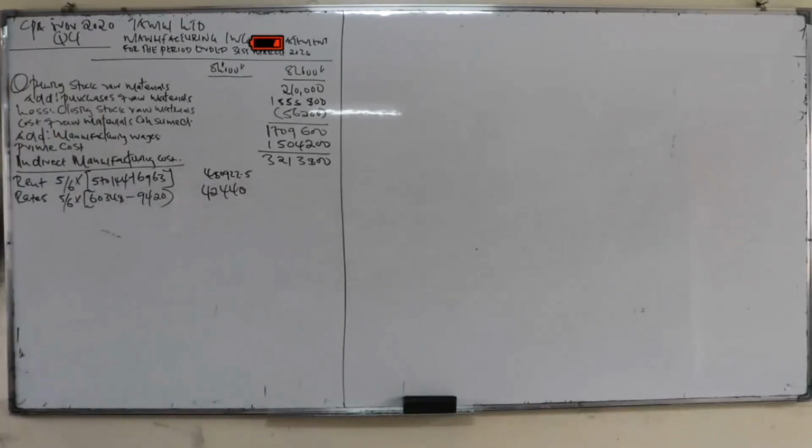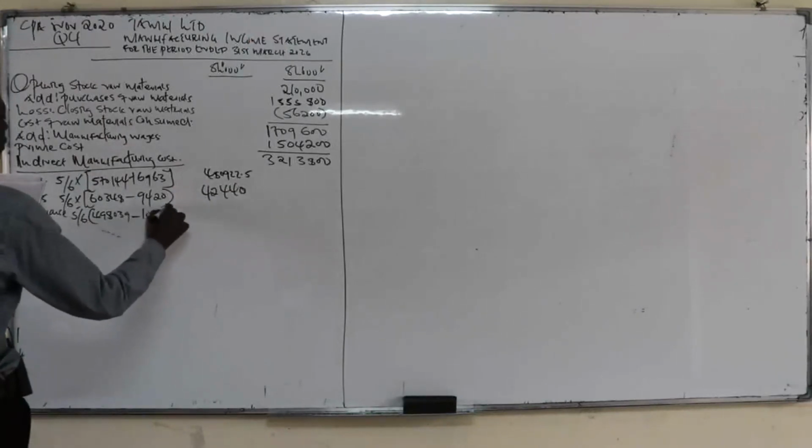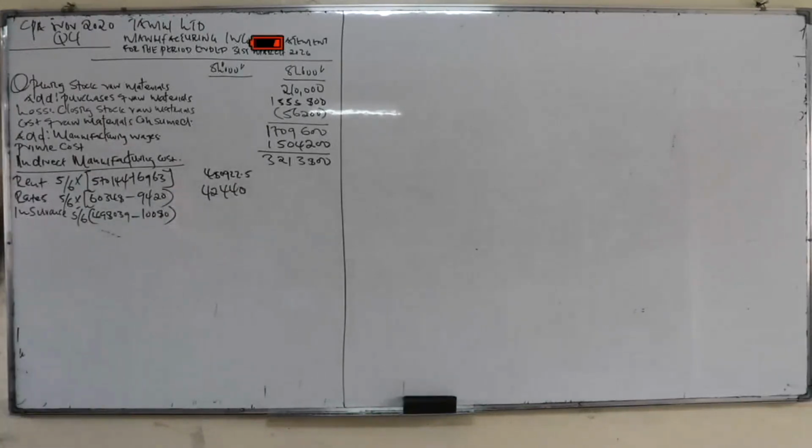That is rates. And then we have insurance. So insurance, 5 out of 6 in bracket. The insurance that is paid is how much? 498,039. And then we have prepaid of how much? 10,080. There it is. How much does it come to?